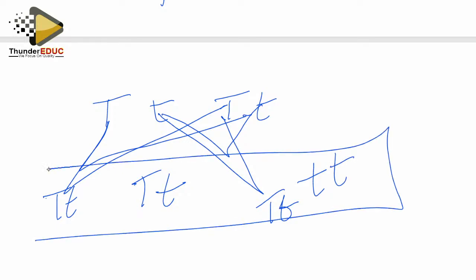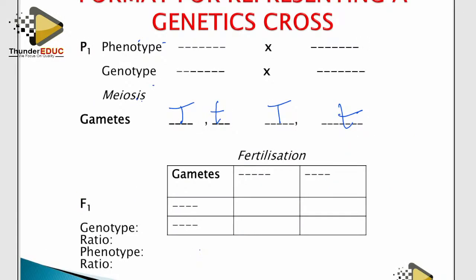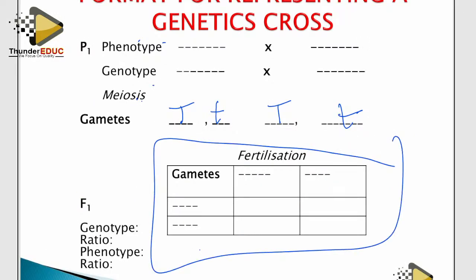So we ask you, what is this? What is that? Where is this? Is it this or this? Where is this one? So I prefer, if you don't know, it's better to use the Punnett square method. So it's better that way.